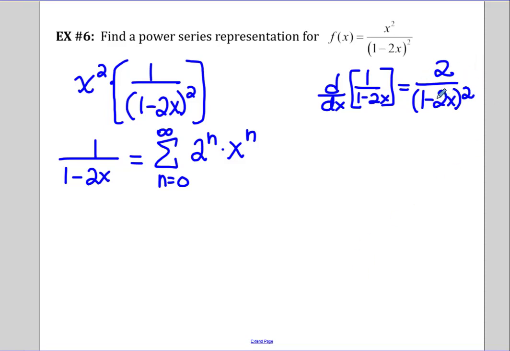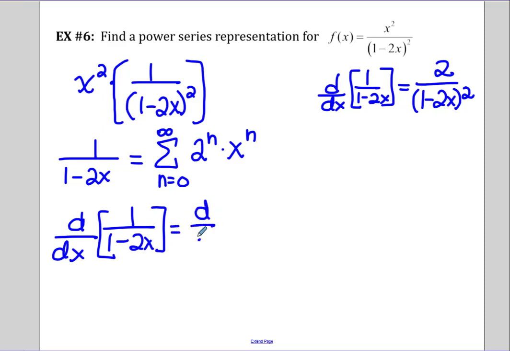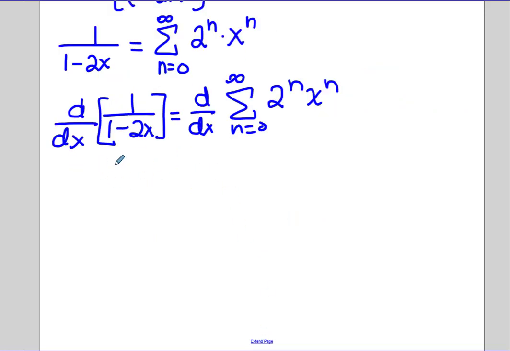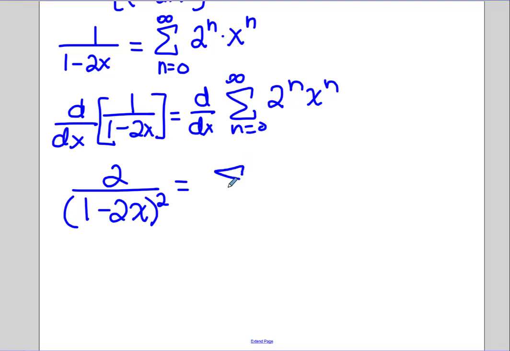So this is close to what we want, but it's not exactly. So let's take the derivative of both sides. We can think about the derivative in terms of x of the 1 over 1 minus 2x, and then taking the derivative of our summation for 2 to the n x to the n. We know we've got 2 over 1 minus 2x quantity squared is going to be the summation for 2 to the n times n x to the n minus 1.